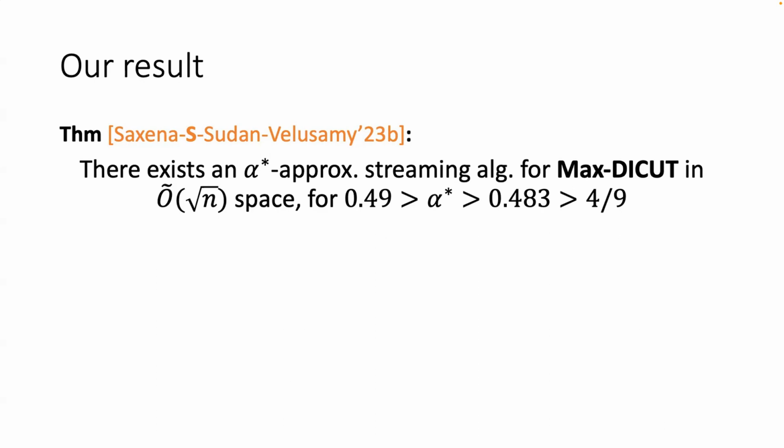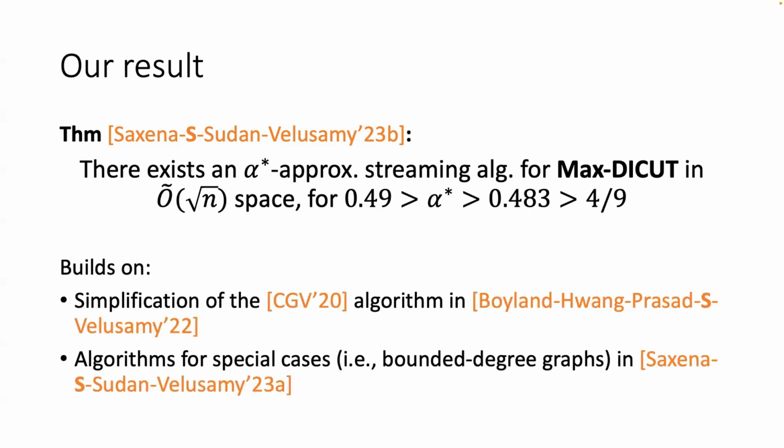Yeah, so this, and I'm going to talk a little bit more about this later too, but this leaves open basically the space between 0.483 and 0.5 and the amount of space between square root n and n. Okay, so this builds on some other works that firstly simplified the 4/9 approximation algorithm and then showed how to beat 4/9 in some special cases. And actually, I'm mostly going to talk about technical stuff about those two things, and then hint at how the algorithm for this general case works.